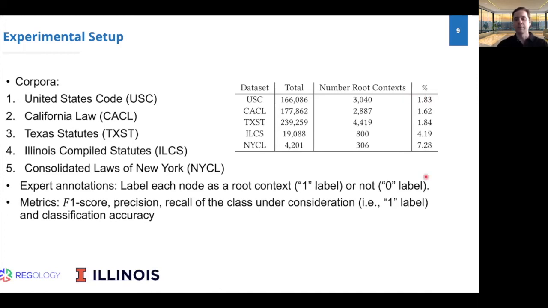In order to evaluate our method, we make use of an expert who annotates each node as whether it is a root context or not. The metrics we use are F1 score, precision, recall of the class under consideration, and classification accuracy.